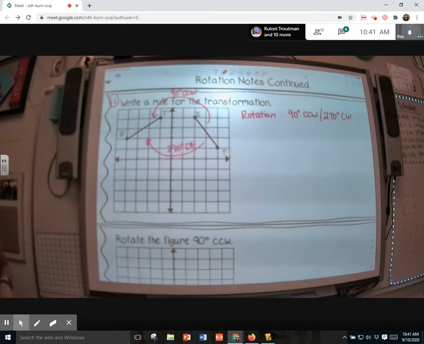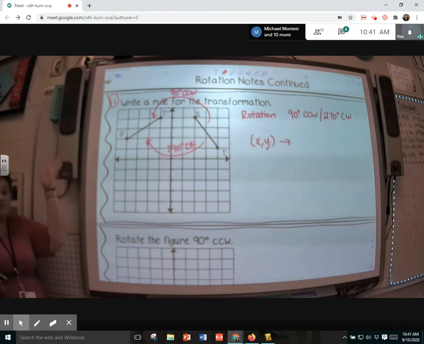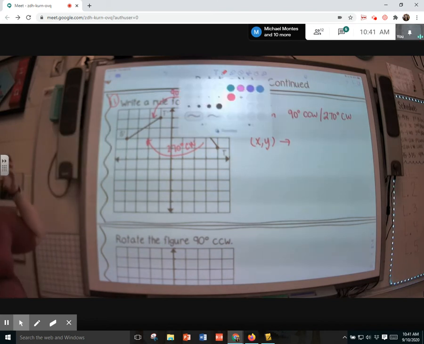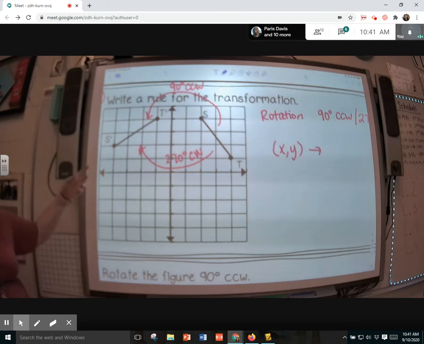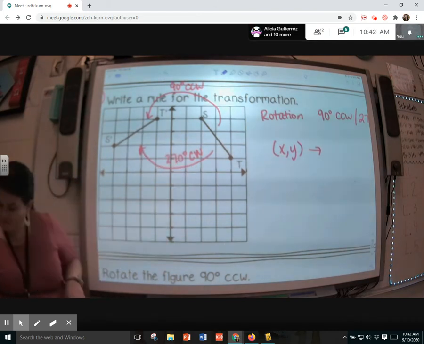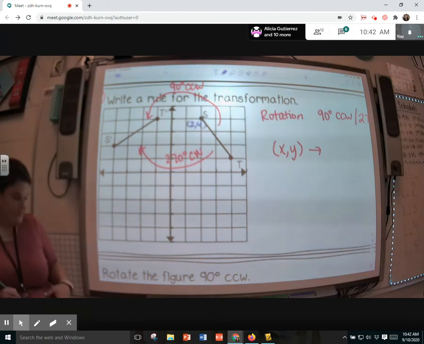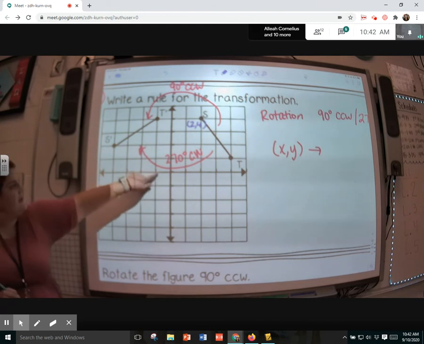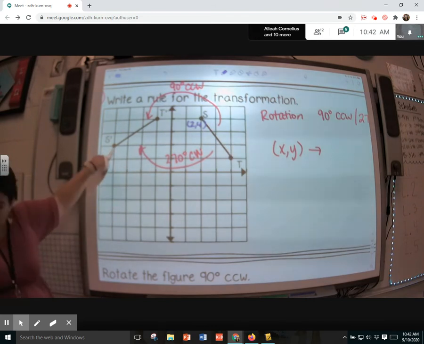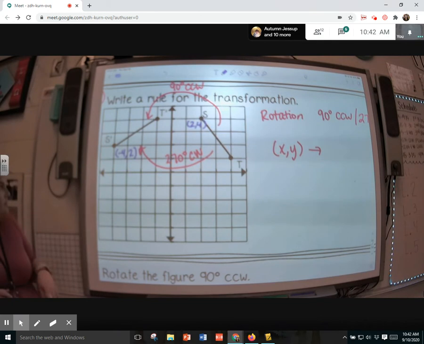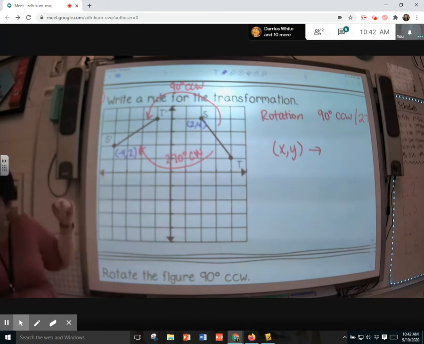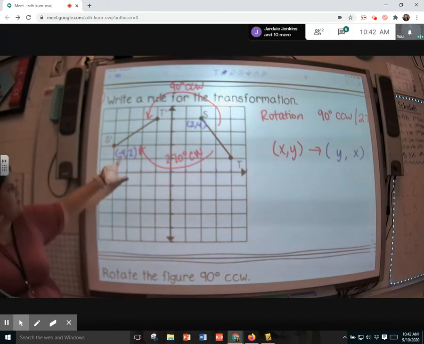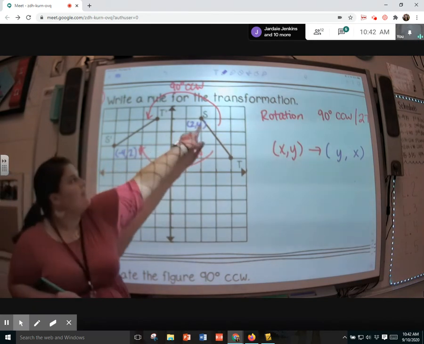Okay, but now I have to write a rule for that, because that's what it asked. And if you can't remember the rule, if you can't remember what's happening, remember you can always go back to the coordinates. So I'm going to look at S and S prime. S starts at 2, 4. Then S prime ends up at -4, +2. So what do you notice about the numbers? They flipped, X and Y, but what also changed? It changed the Y. The Y was positive, now it's negative.